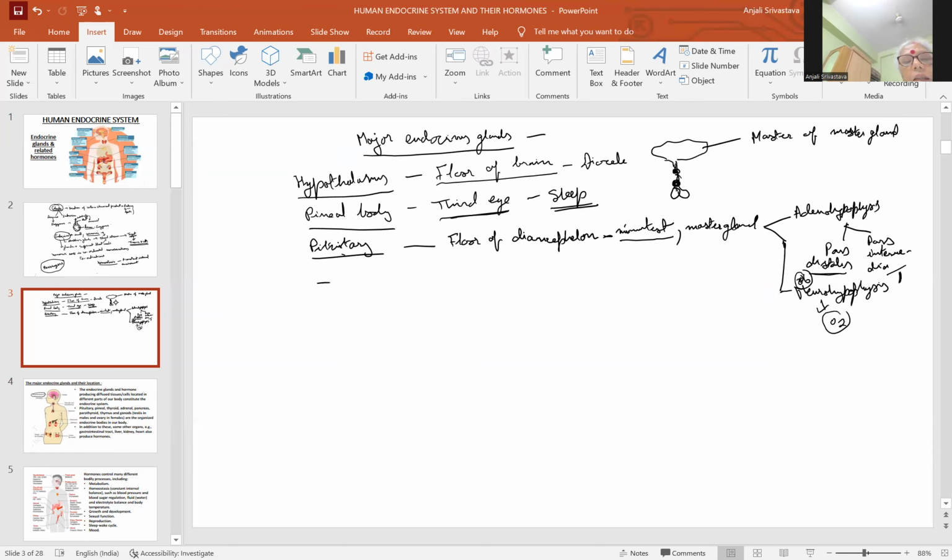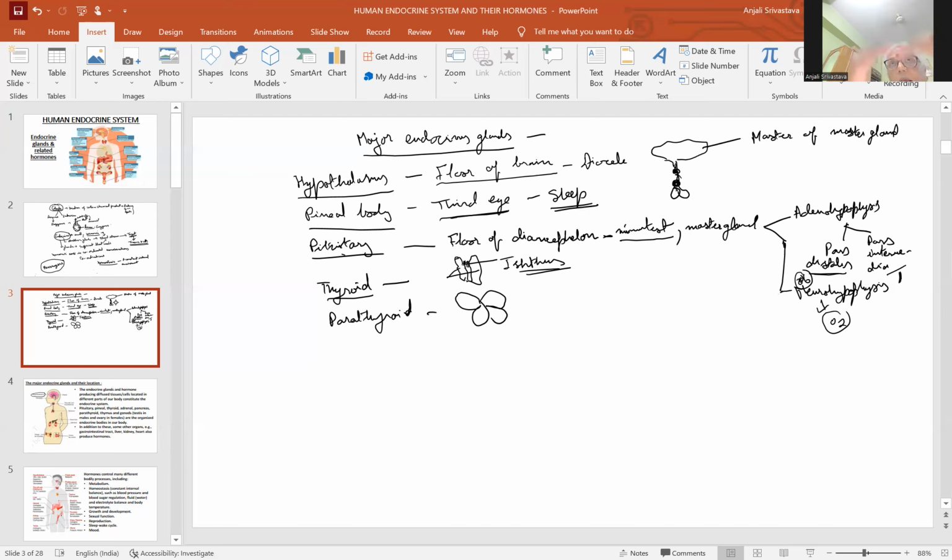Then comes the thyroid gland, that secretes 3 hormones. Just behind the thyroid gland is the parathyroid gland, also called the butterfly gland. The thyroid gland is a bilobed gland joined with an isthmus portion. These are the lobes of the thyroid gland, and this in-between structure is the isthmus. So this is the thyroid gland.